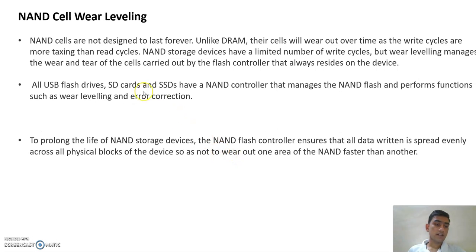So, NAND cell wear leveling. NAND cells are not designed to last forever. Unlike DRAM, their cells will wear out over time as write cycles are more taxing than read cycles. NAND storage devices have a limited number of write cycles, but wear leveling manages the wear and tear of the cells, carried out by the flash controller that always resides on the device. All USB flash drives, SD cards and SSDs have a NAND controller that manages the NAND flash and performs functions such as wear leveling and error correction.